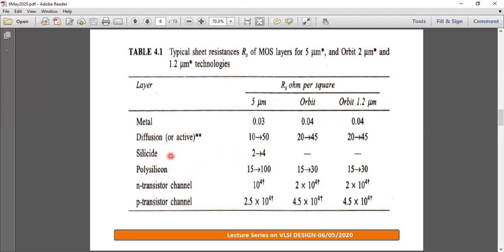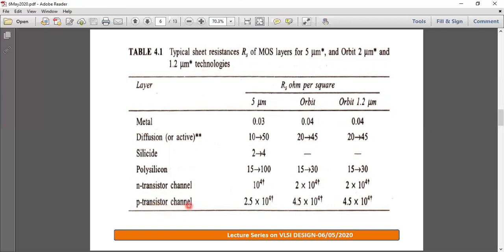Silicide is nothing but overlapping of metal on polysilicon. So the sheet resistance offered is 2 to 4 range. For polysilicon, the sheet resistance offered is 15 to 100. Sheet resistance offered by an N transistor channel for 5 micrometer technology is 10 to the power 4 ohms per square.